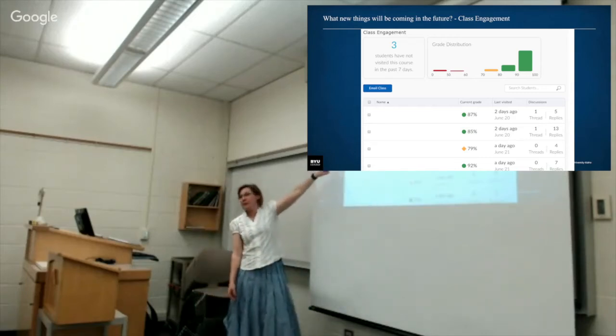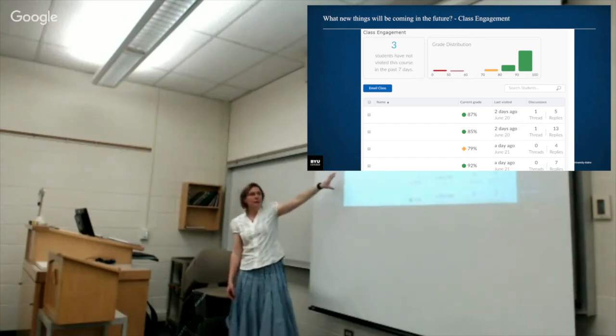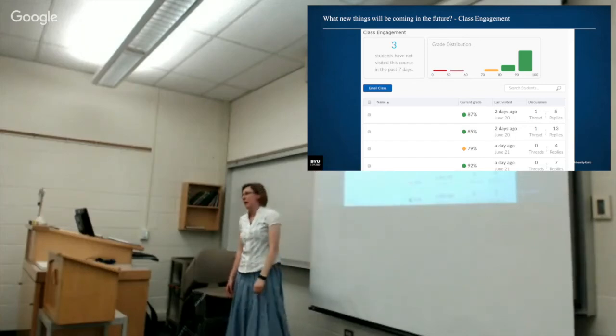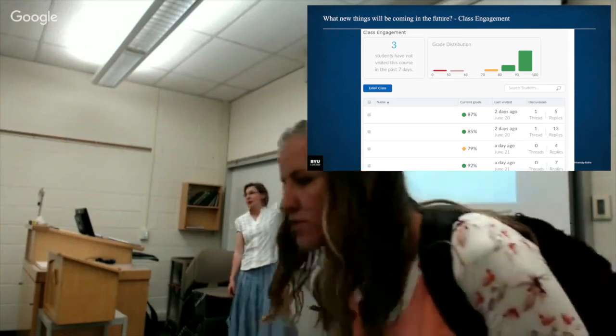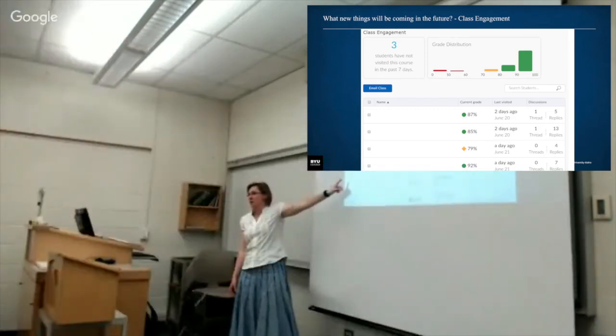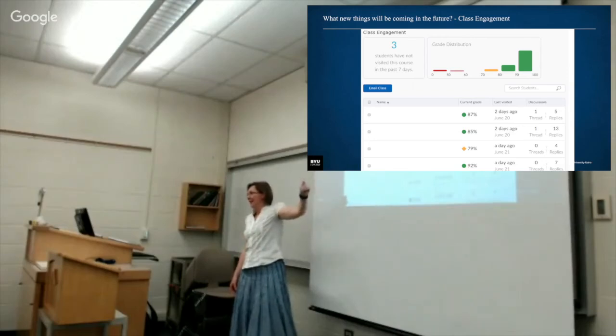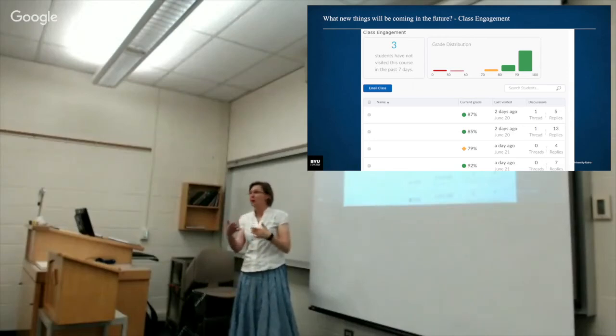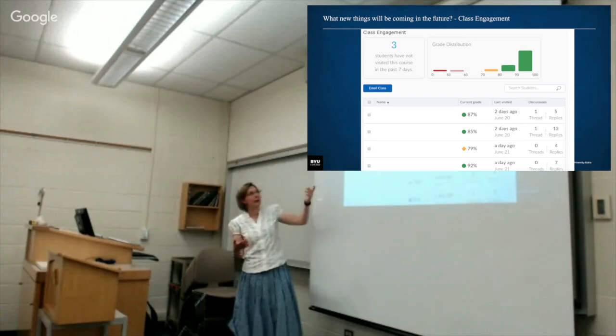So I can tell from this class engagement report that I've got 3 students who haven't accessed the course in the last 7 days. So I would want to be able to reach out to those students to say, hey, what's going on? How can I help you? What's going on in your life that's preventing you from being able to access the course?